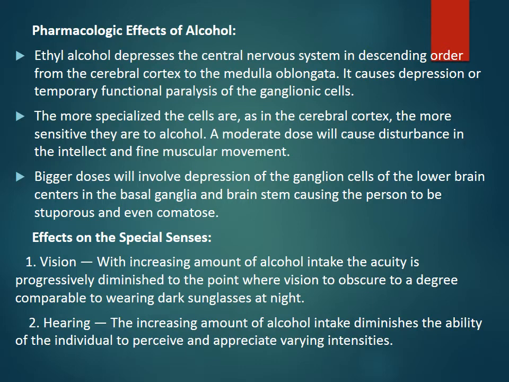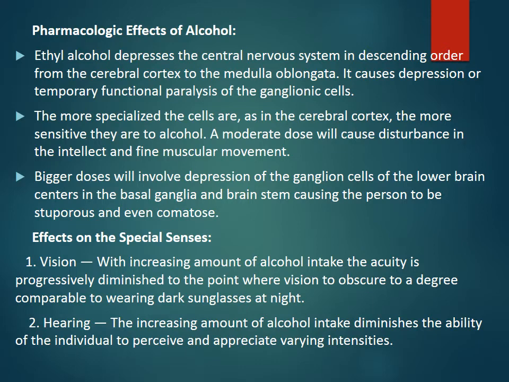A moderate dose will cause disturbance in the intellect and fine muscular movement. Bigger doses will involve depression of the ganglion cells, the lower brain centers, the basal ganglia, and the brain stem, causing the person to become stuporous and even comatose.